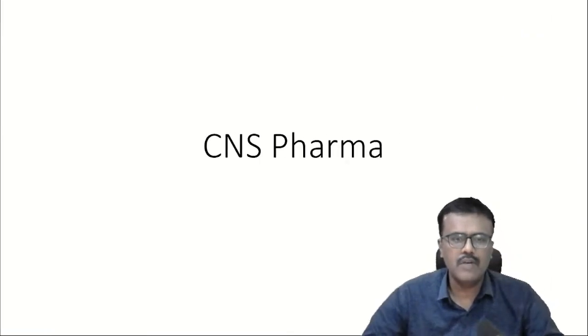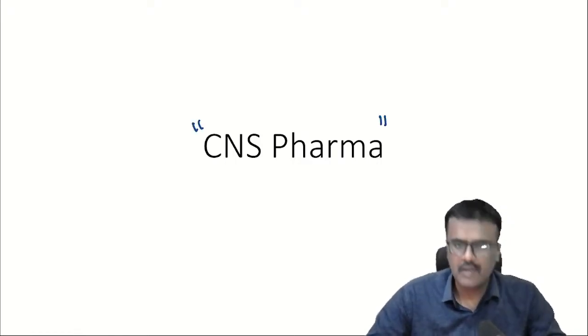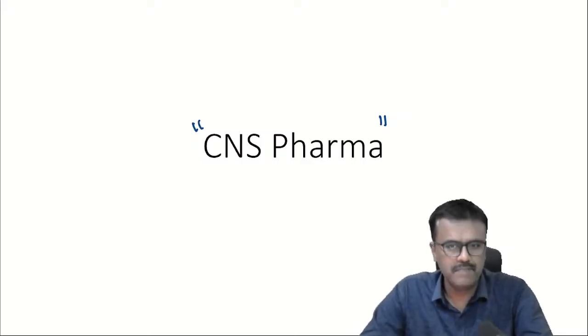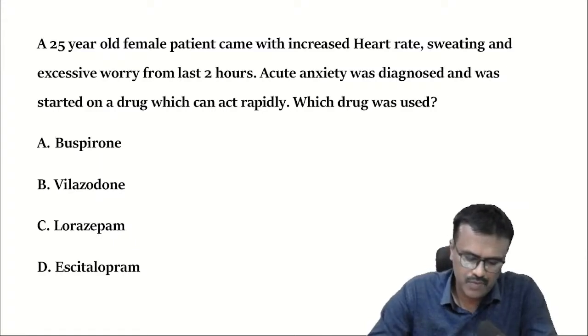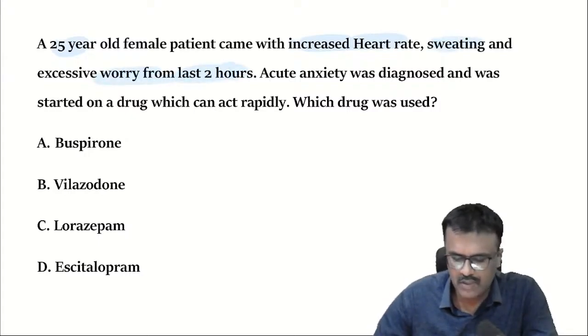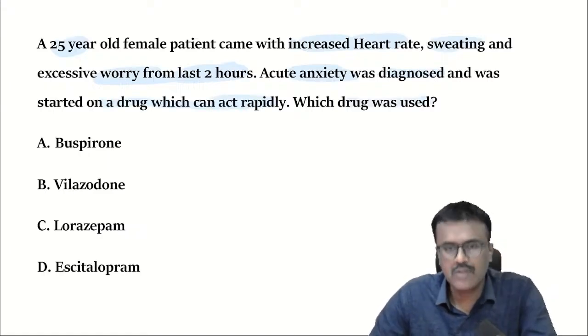Now, once we are done with that, let us move on to the next topic, the CNS pharma, central nervous system. In CNS, let us start with an MCQ. A 25-year-old female with increased heart rate, sweating, and excessive worry for the last 2 hours. Acute anxiety was diagnosed and she was started on a drug which can act rapidly. Which was used?